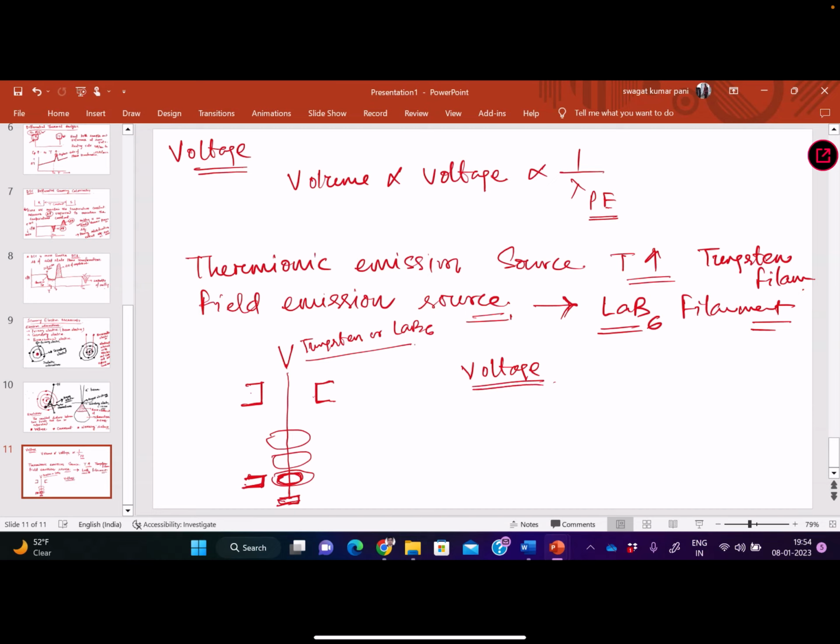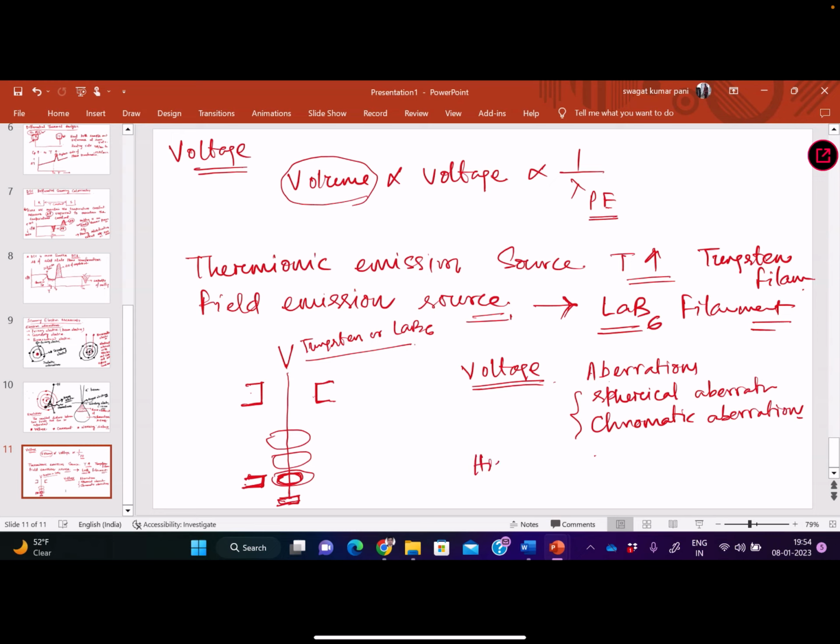So how voltage controls resolution is, if we apply low voltage, then the interaction volume will be smaller. So in that case, what will happen? Aberrations like spherical aberration or chromatic aberration will be more, so they will reduce the resolution. So for good resolution we should apply high voltage.